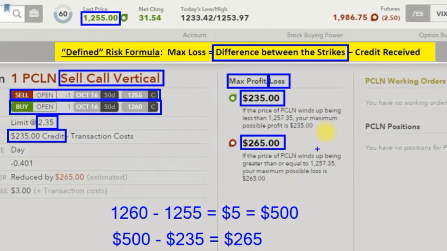And again, how do we work that out? It's the difference in the strikes minus the credit received. Difference in strikes, $12.60 minus $12.55 gives us a $5 difference in strikes, which is $500. Difference between the strikes minus the credit received gives us a $265 max loss.